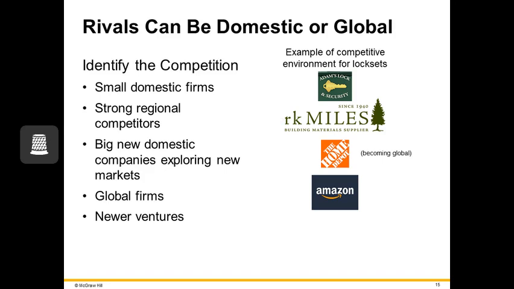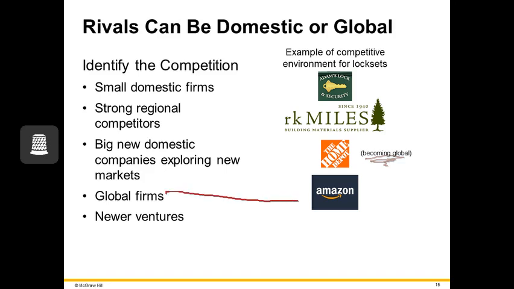Okay, then we have big new domestic companies exploring markets. And for my example here, I have the Home Depot who moved into Bennington, Vermont, not all that long ago, probably about 15, 20 years ago. Okay, and they're obviously a much larger company. They have hundreds of locations in the United States. I think actually up to about 2,000. Now they are becoming global at this point, as they have some locations in Mexico and Canada and a few in China. All right, but I use them as my example for a domestic company exploring new markets.